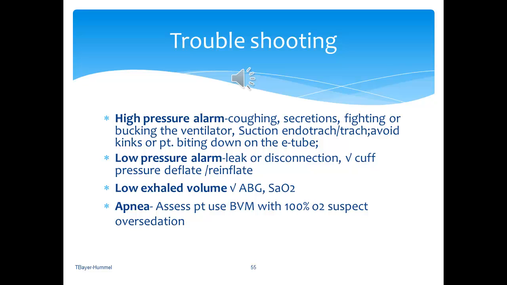Troubleshooting some specific alarms. High pressure alarm. Coughing, secretions, fighting, or bucking the vent will make this alarm go off. Suction the endotracheal tube or the trach. Avoid kinks or the patient biting down on the E-tube. Low pressure alarm. Leak or disconnection will cause this alarm to go off. Check the cuff pressure, deflate, reinflate, and reconnect any disconnections.